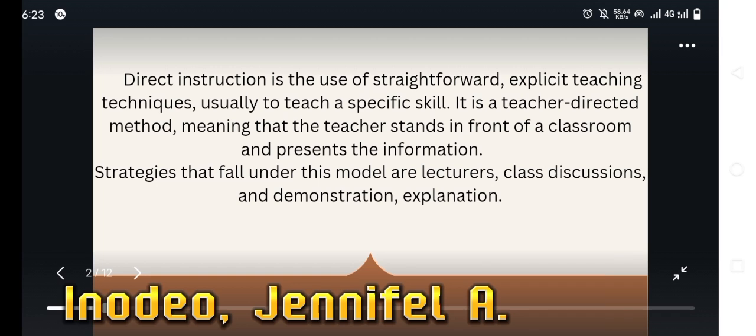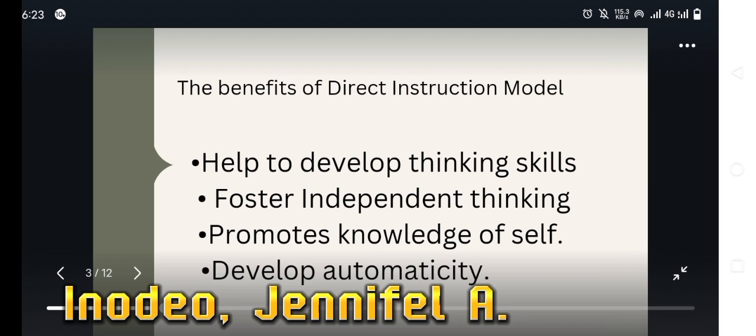So next, in using the direct instruction model, we have the benefits. First, it helps to develop thinking skills. So students are using critical thinking skills to process information and answer open-ended questions. Also, students are observing and interacting with the way the teachers model the expectations throughout the learning process. This fosters skills for students to work independently and learn more logical patterns as they develop higher-order thinking skills.